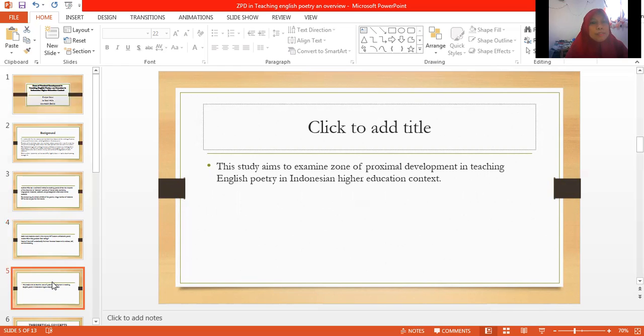Now, our study aims to examine zone of proximal development in teaching English poetry in the Indonesian higher education context. Our study is trying to get closer to the teaching poetry strategy by implementing one notion from Vygotsky that's called zone of proximal development.